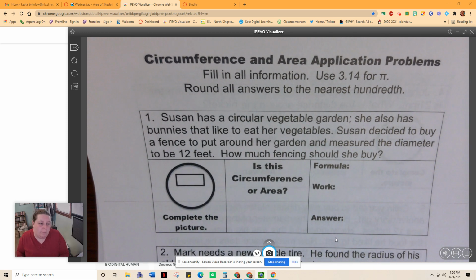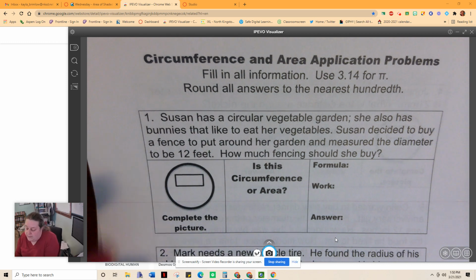When I'm approaching any word problem, I always like to read through it first and then go back and highlight the information needed to solve the problem. So let's go ahead and start with problem number 1. Susan has a circular vegetable garden. She also has bunnies that like to eat her vegetables. Susan decided to buy a fence to put around her garden and measured the diameter to be 12 feet. How much fencing should she buy?